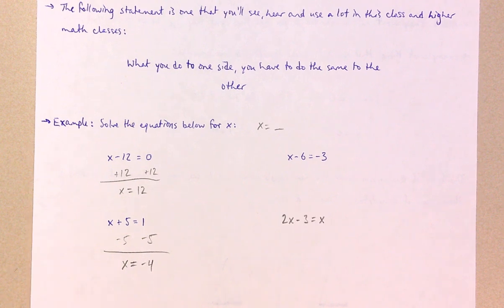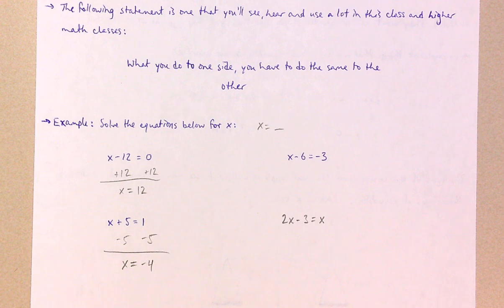Just like magic, I've had a fourth problem spawn out of nowhere because that's the power of mathematical magic. So we're going to solve this fourth one here. 2x minus 3 is equal to x. The third one I'll let you solve on your own.